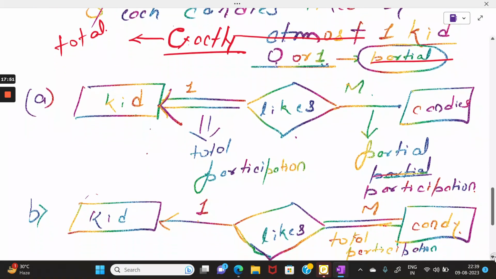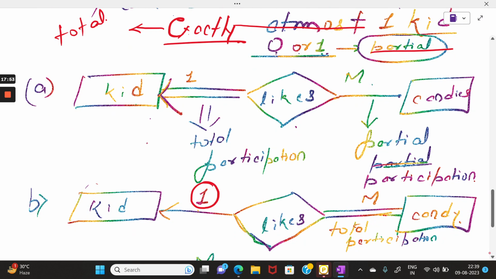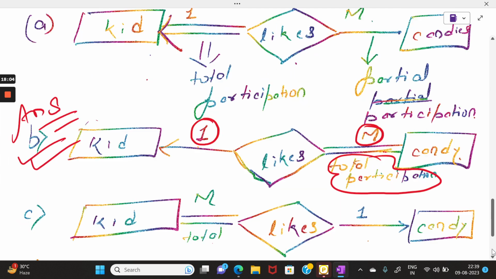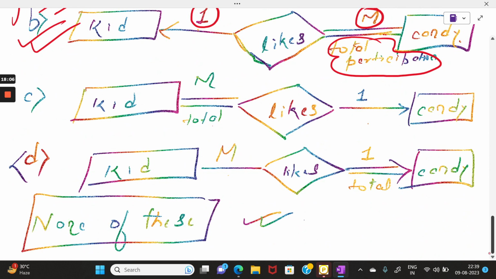So where can we find 1 is to M? This is 1 is to M. And at the candies, I already mentioned there should be total participation. So our answer B is the correct answer, if it is for exactly. Okay, so in this way we can have many options and we can pick from the options.